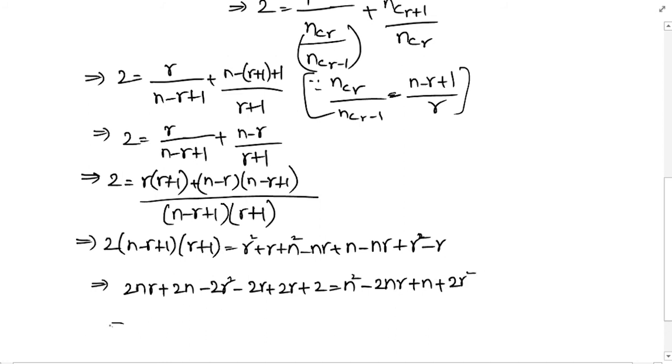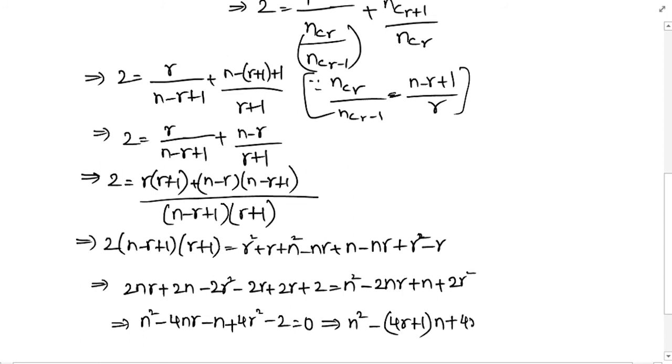Simplifying, we get n square minus 4nr minus n plus 4r square minus 2 is equal to 0. So n square minus (4r plus 1) into n, plus 4r square minus 2 is equal to 0. Okay, so we got the answer.